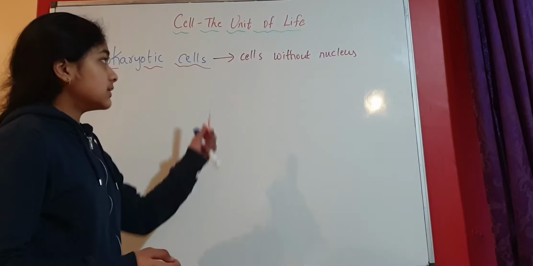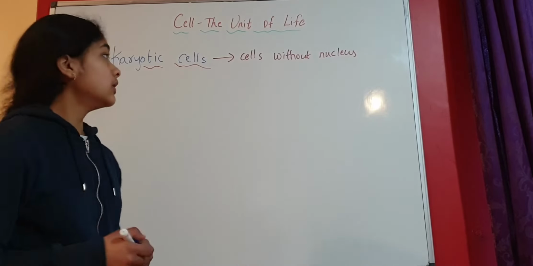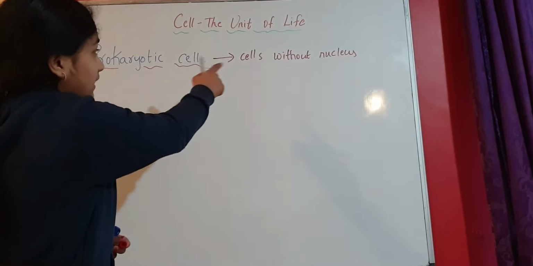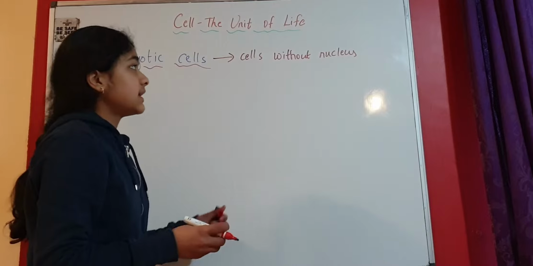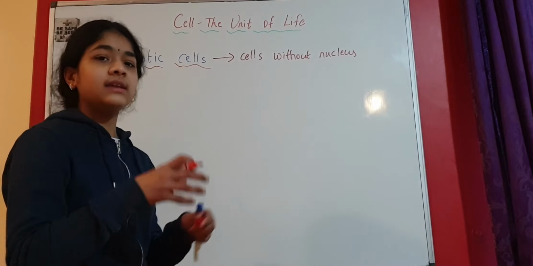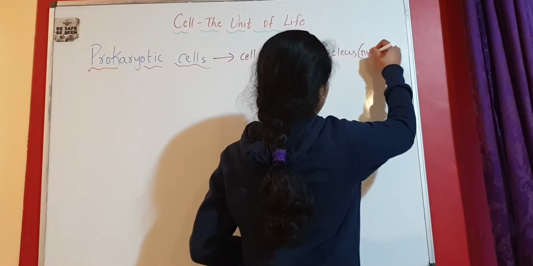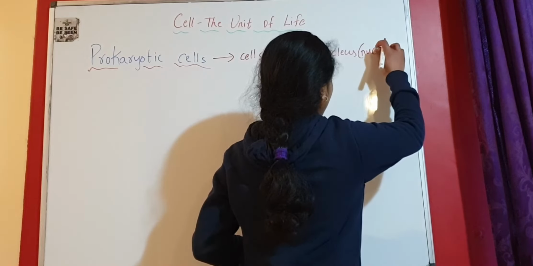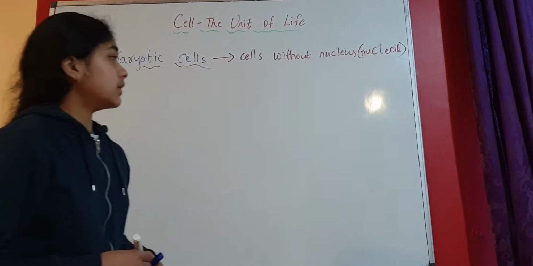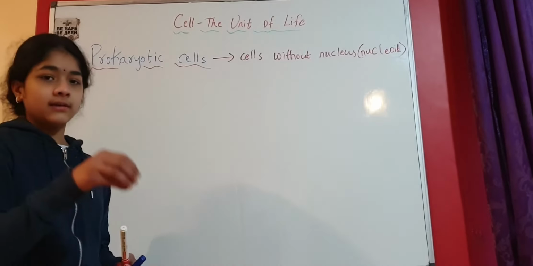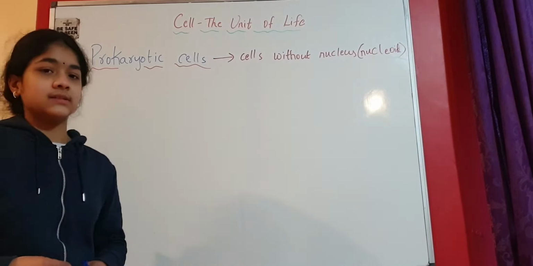Cells without a nucleus. The nucleus has a double membrane, that means it has two membranes. So prokaryotic cells are the cells without a nucleus, and it just has DNA scattered in the cytoplasm, and this is called the nucleoid. This is the DNA or the genetic material which is scattered in the cytoplasm in prokaryotic cells.